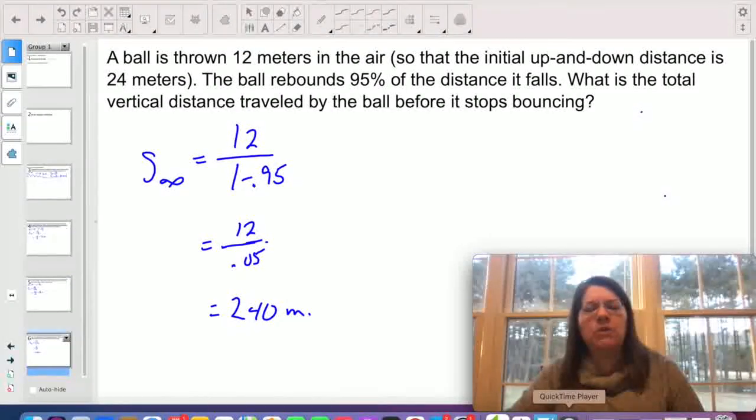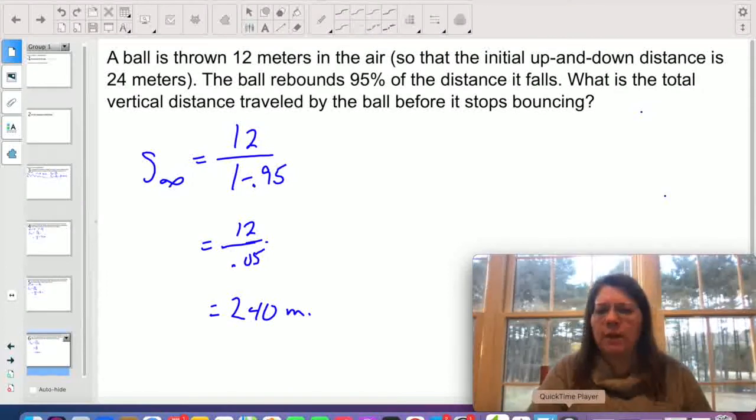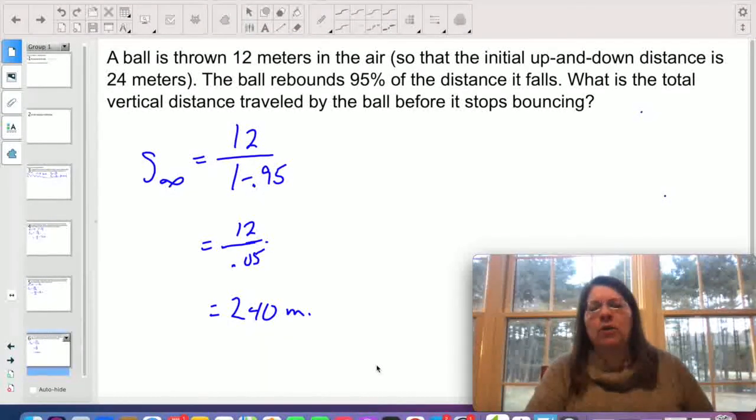So that's all you need to know for infinite series word problems. They're not too bad. Usually they're pretty straightforward. The main thing here is that you have to understand that your R value has to be between -1 and 1, or its absolute value has to be less than 1.